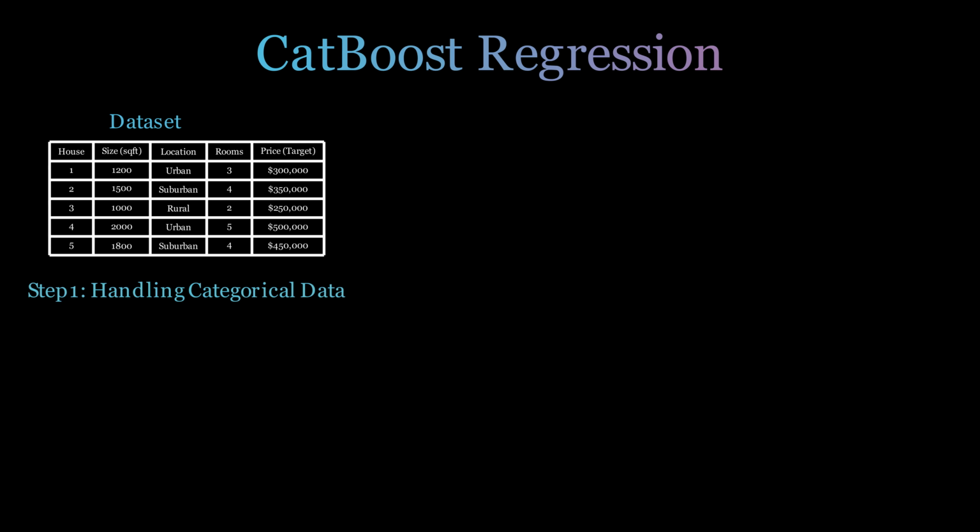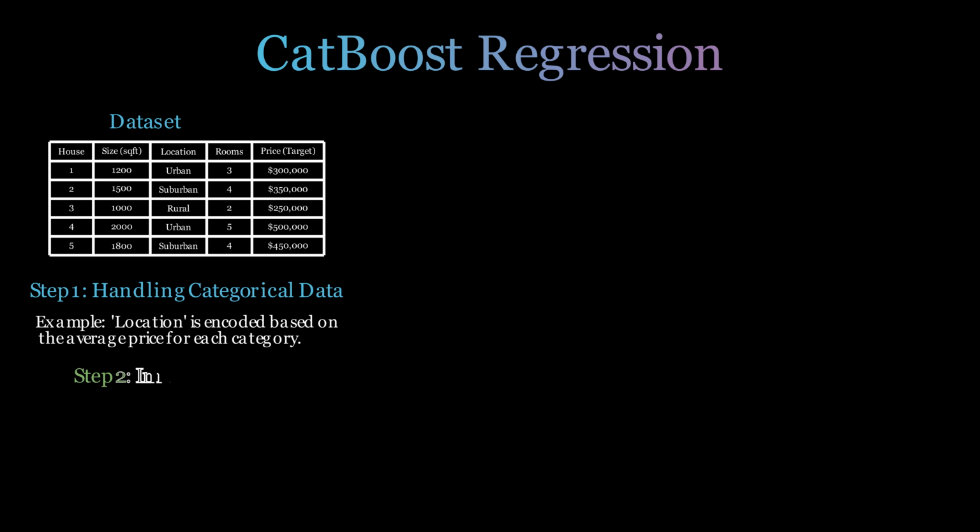CatBoost handles categorical data using a technique called ordered target encoding. It converts categorical features into numerical values based on the target variable. We start with an initial prediction. Since we don't know much about the houses yet, we assume the average price of all houses is the initial prediction.